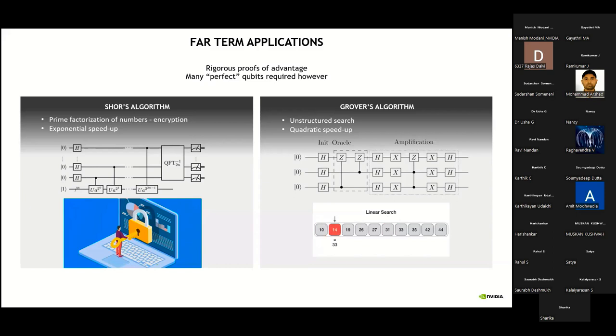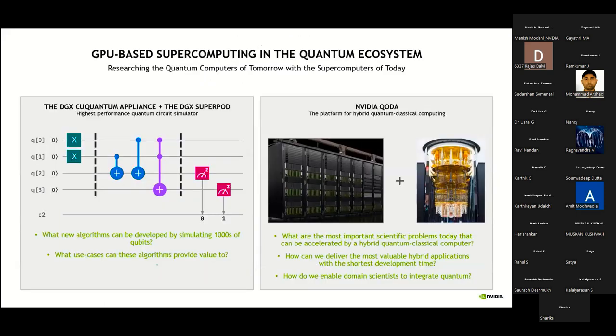The right side is Grover's algorithm, where for a typical unstructured search, if we do a linear search, it takes longer time. But with quantum, it's a quadratic speedup. And that's where we see that we will have the advantage using quantum computing in this domain, right? So applications based on these two algorithms, we are assuming far term, we will see the advantage. Near term, as I talked about those key domains, the work is in progress, right?